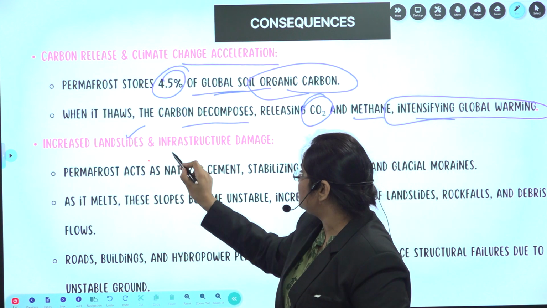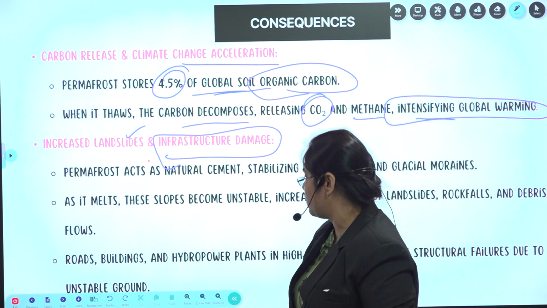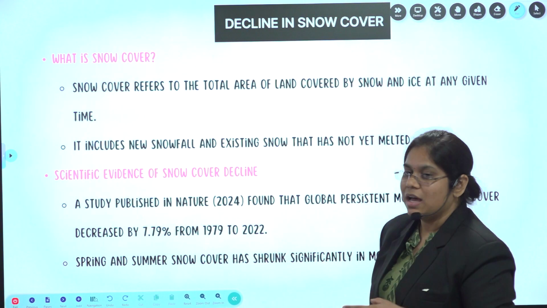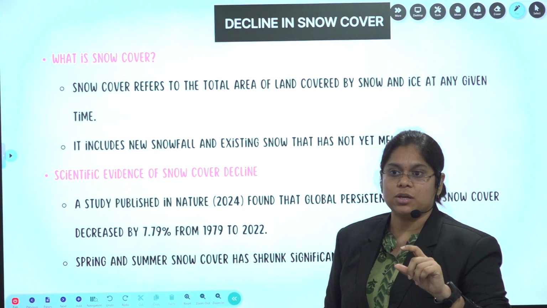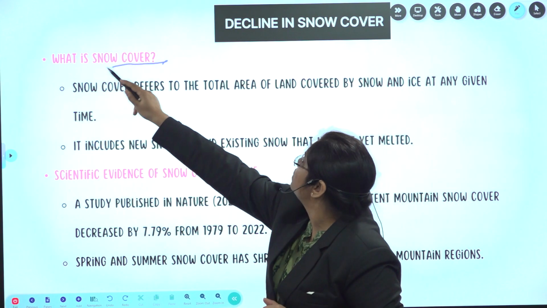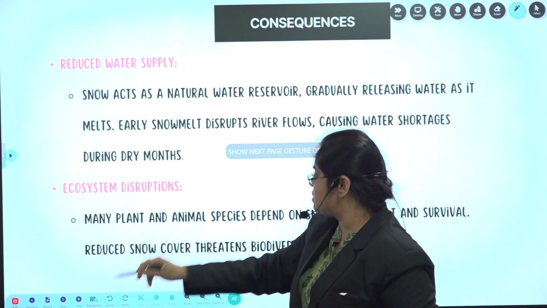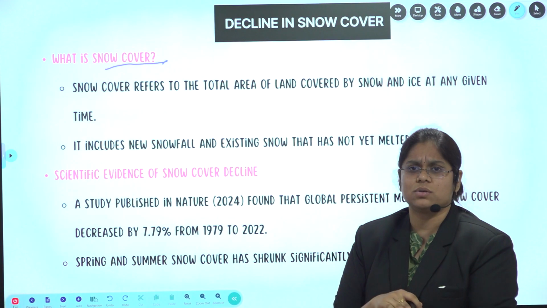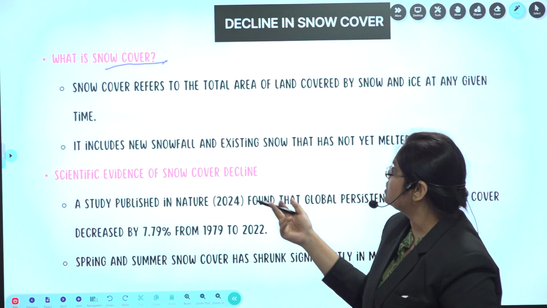Now, increased landslides and infrastructure damage occurs. In the report itself, they have given decline in snowfall also. What is snow cover? Sorry, decline in snow cover. What is snow cover? Basically the snow is covering, snow coverage, that is called snow cover.